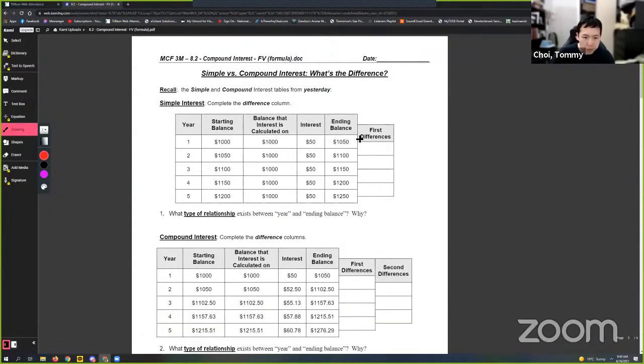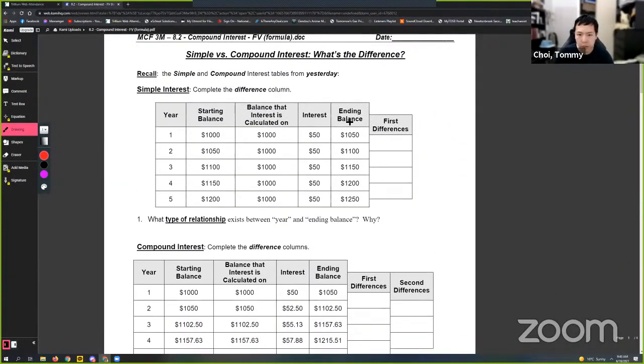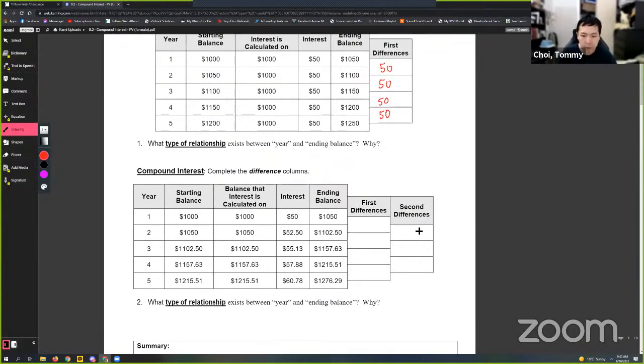So in 8.2, once again, let's talk about simple and compound interest. We have our simple and compound interest here. The first difference is always going to be the 50. Every year we get $50 more. And for compound interest, which is a little bit different, for first differences at the bottom there, we got 1276.29 minus 1215.51, which gives me 60.78 here.